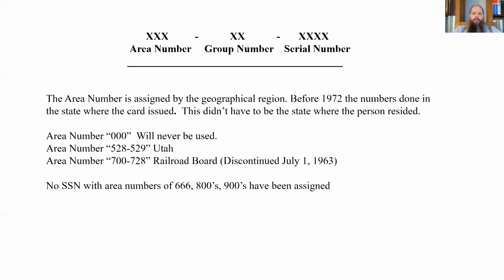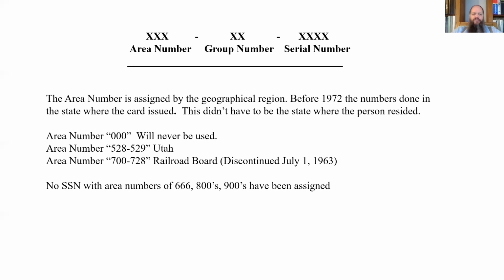No number beginning with 000 was ever assigned or used. Likewise, no numbers beginning with the 800 or 900 series have ever been assigned. Now, I do have an example here from this slide that if you were specific to one given state, so I reside in Utah. Utah's numbers were 528 and 529. So if I received my number while either living or working in Utah, I would have been assigned those first three numbers, which would indicate where I was either living or working at the time the number was issued.